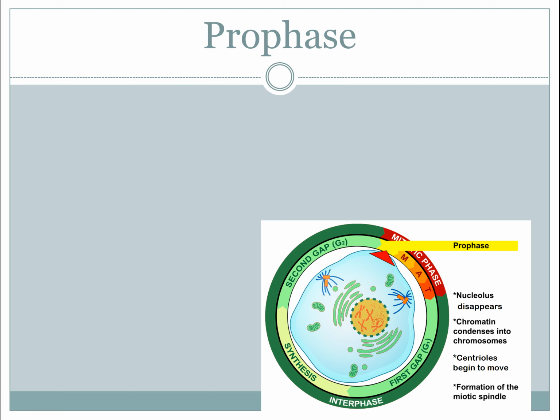Okay, so let's take a look first at prophase. And you'll be able to see on this picture here, this is our cell cycle going around here. I know it's a slightly different picture of the cell cycle here, but this arrow shows where we are. We are right here in prophase at the beginning of mitosis, and this is what the cell is going to look like in prophase.